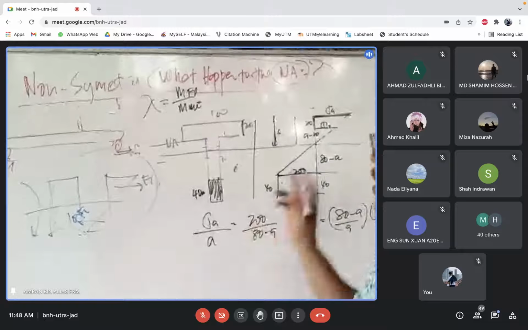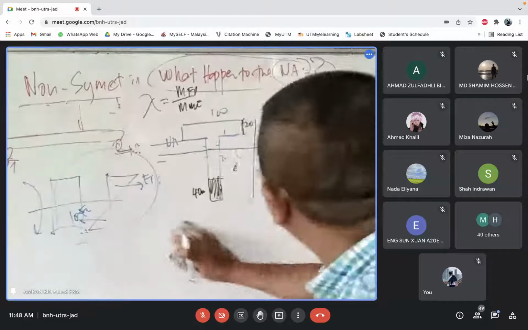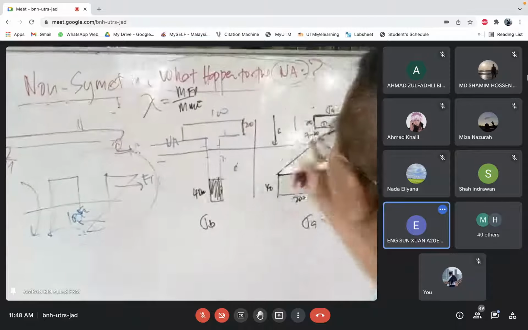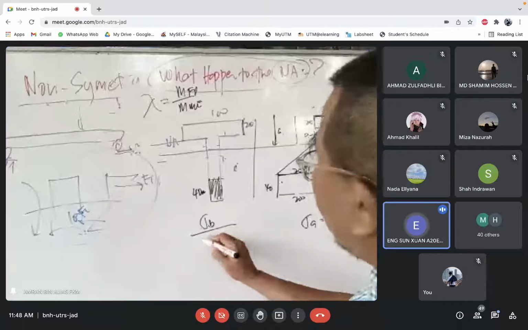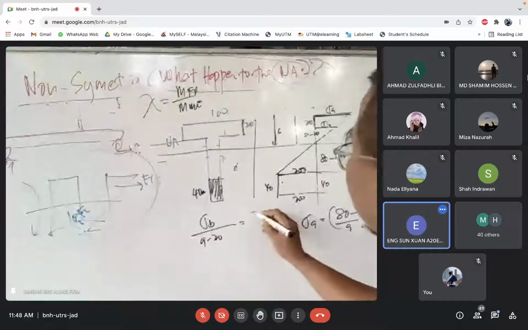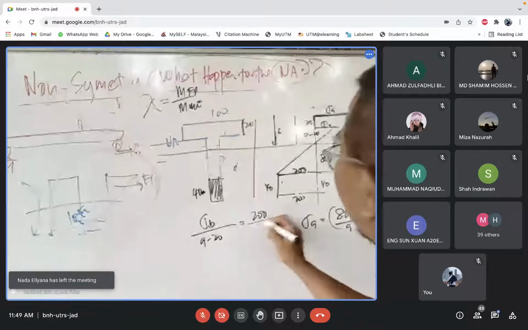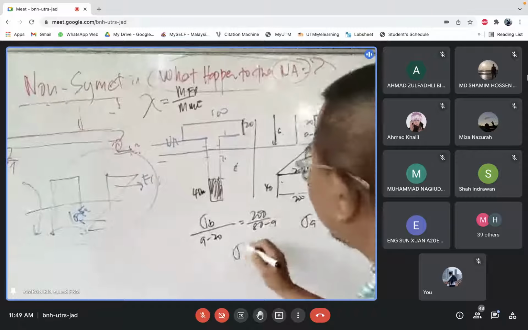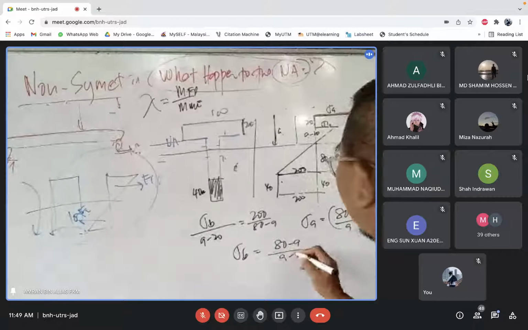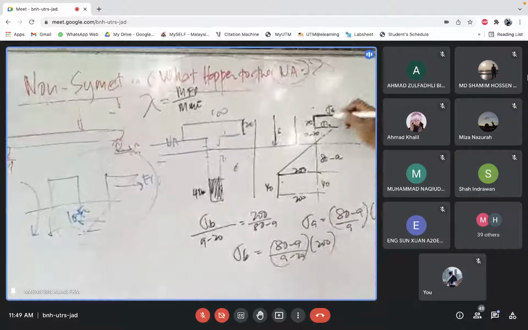And then can I write my sigma B? Sigma B over A minus 20 is equal to 200 over 80 minus A. So sigma B is equal to 80 minus A over A minus 20 times 200. Right? So you got sigma A and sigma B.